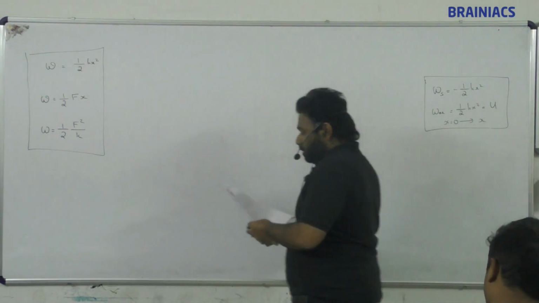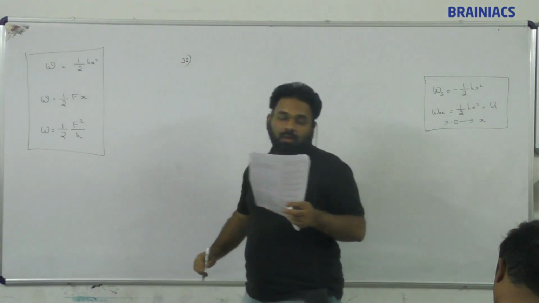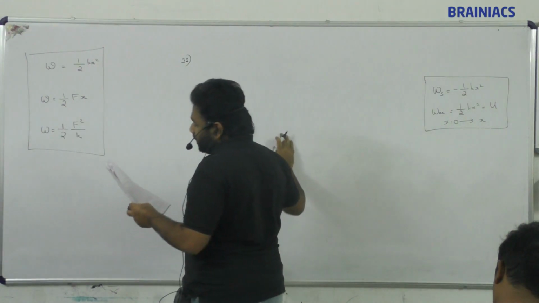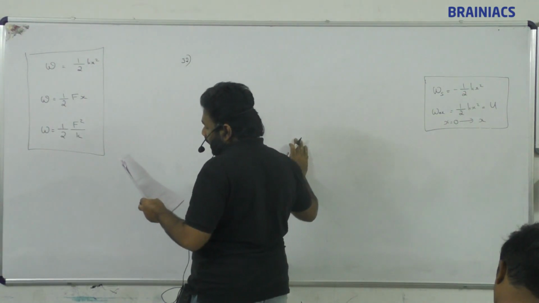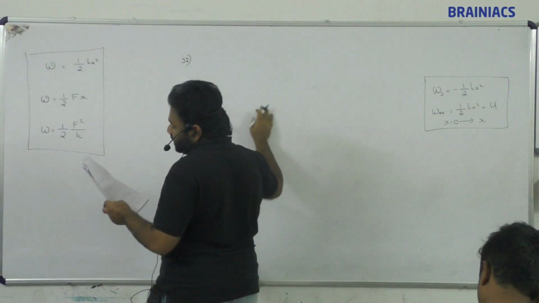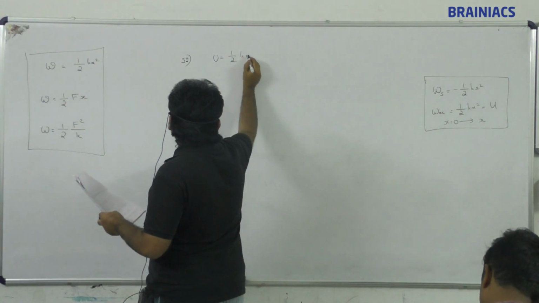Okay, so question number 32. A long spring is stretched by 2 centimeter. Its potential energy is U. If it is stretched 10 centimeter, the potential energy will be, so U is equal to simply half kx square.